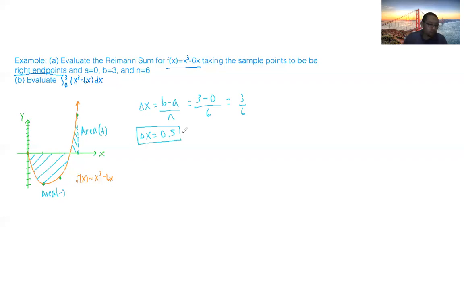Now we have how many units we're going to change every time we go to the right. So what this is going to look like is this. Let me see if I can neatly divide this into the subintervals. We're going to have one rectangle here, one rectangle here, and these are all going to be the same width if this were a perfect picture, so I apologize. Another one.